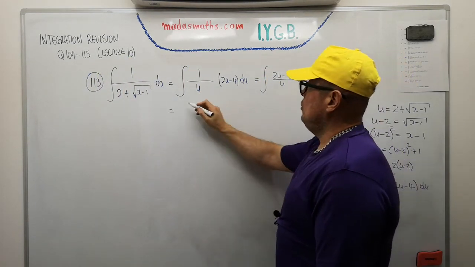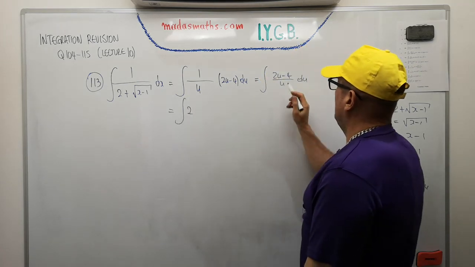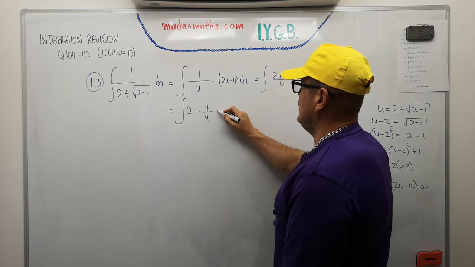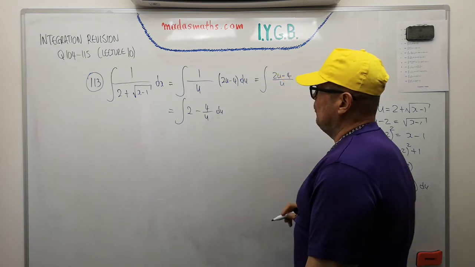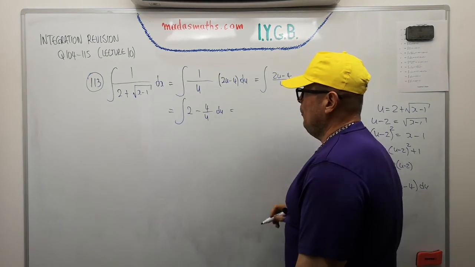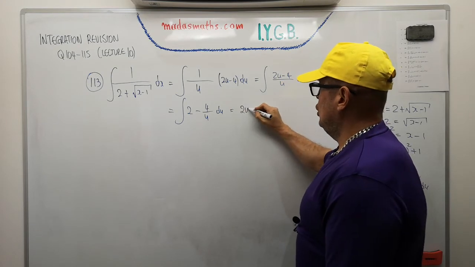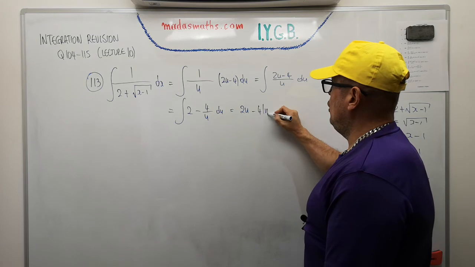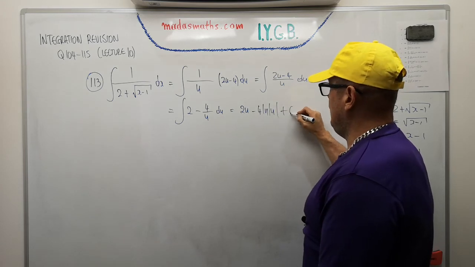2u divided by u is simply 2 minus 4 over u, which I'm going to write like that because that integrates to a log, du. Integration is finished now: 2u with respect to u, minus 4 log mod u plus c.